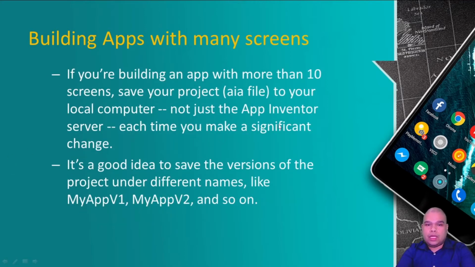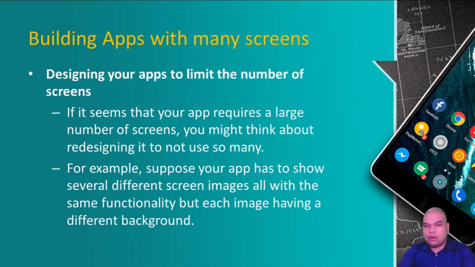So if you're building an app with more than 10 screens, save your project as an AIA file to your local computer, not just the App Inventor server, each time you make a significant change. It is a good idea to save the versions of the project under different names like My App V1, which means version 1, or My App V2, and so on and so on.